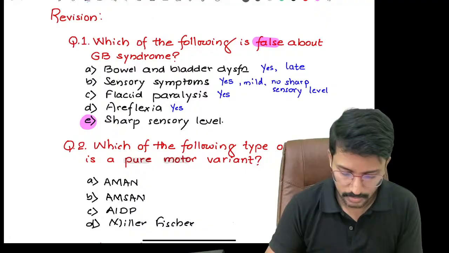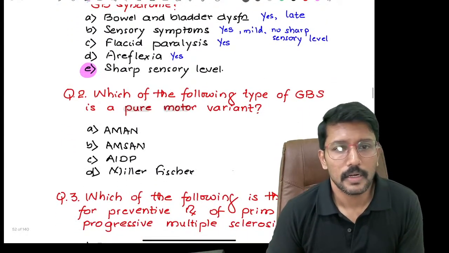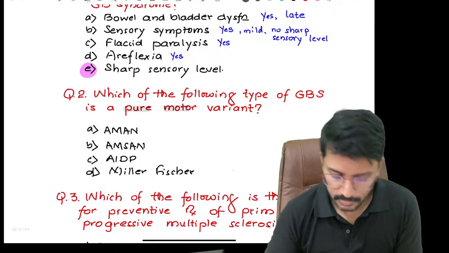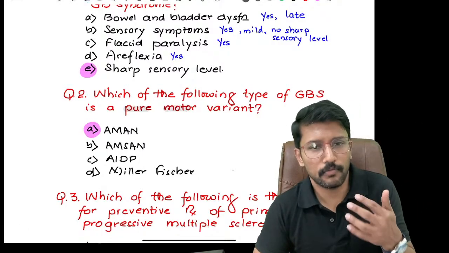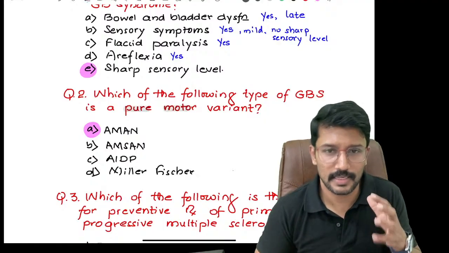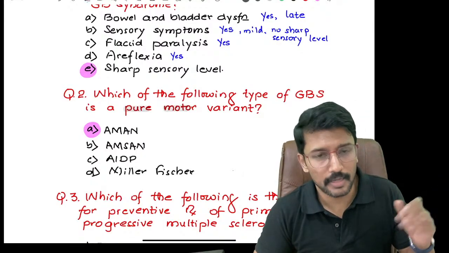That is false. Okay. The next question, which of the following type of GB syndrome is a pure motor variant? We just discussed this point. I think Nilanjan had given the answer. AMAN is a pure motor variant. We can have involvement in AIDP, Miller-Fisher, as well as AMSAN with respect to sensory involvement. Pure motor variant is AMAN.